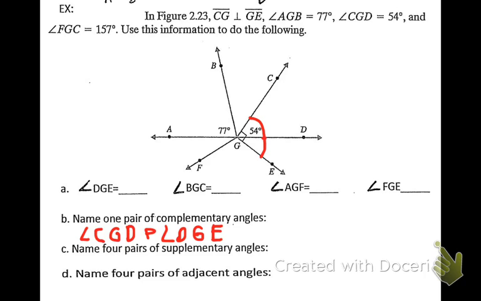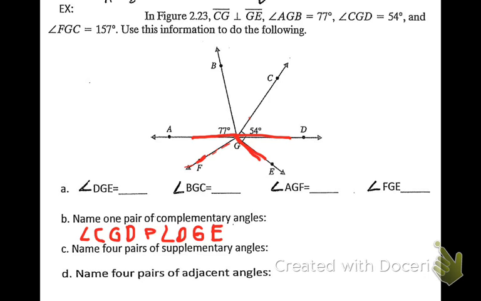Name four pairs of supplementary angles. So any 2 angles in combination that make a line. Now there may be another angle within that. So I can take this angle, AGE, and combine it with this angle, DGE, and they make a line. Even though I have this other line in there, I just ignore it, right? So I could say angle AGE.